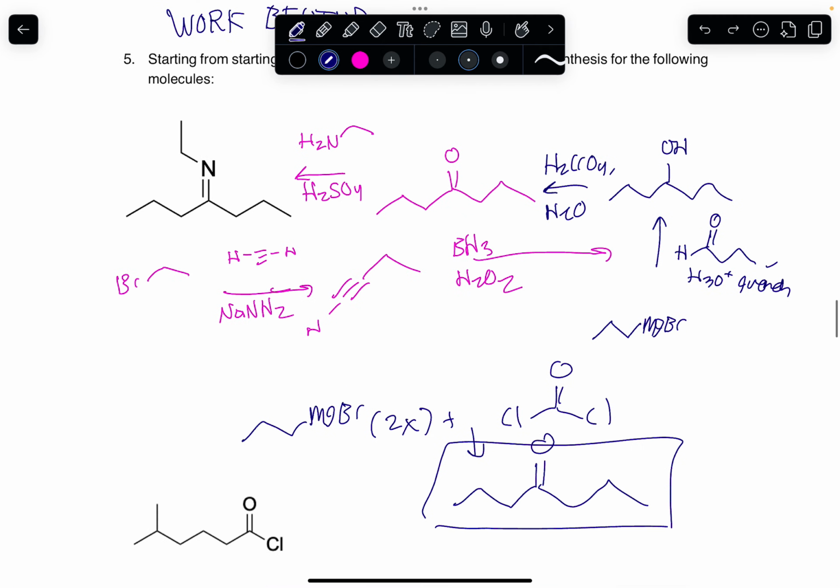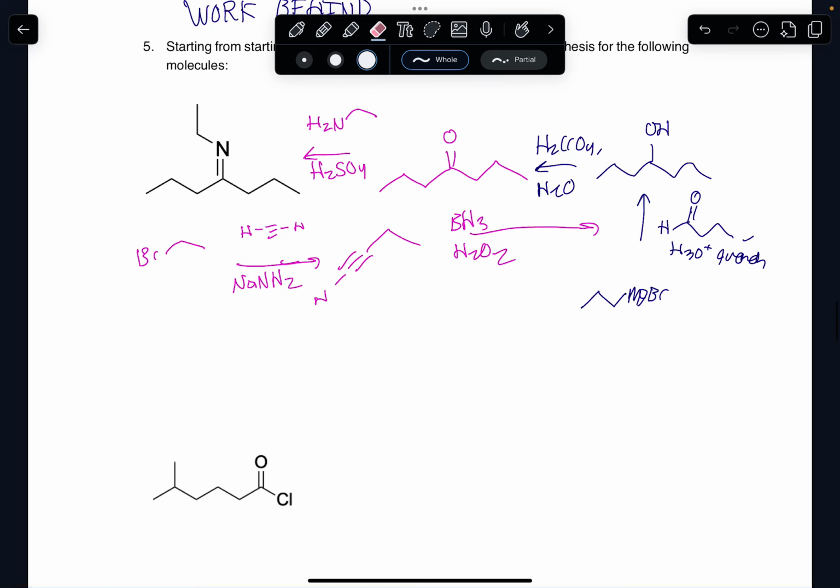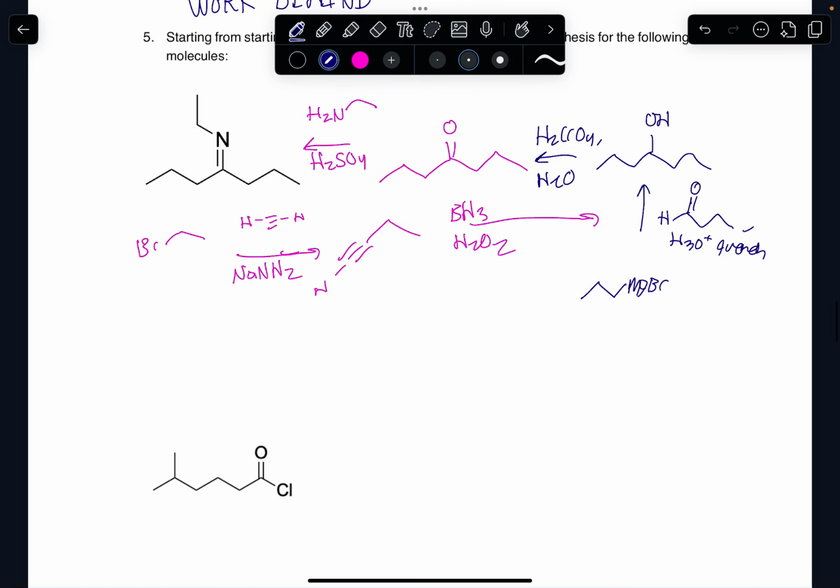But there are multiple ways. As long as you're using valid reactions, you're getting full credit on the synthesis question. But this is personally the way I do it. It uses a lot of the synthesis reactions we've already seen.